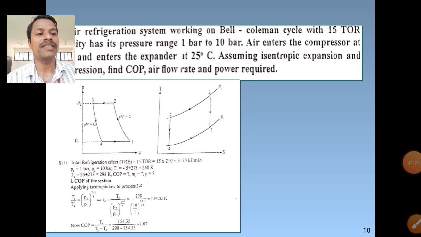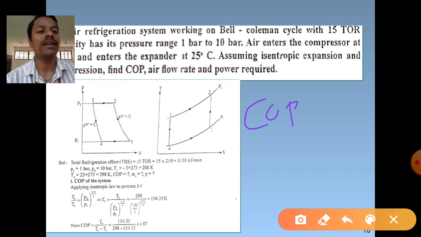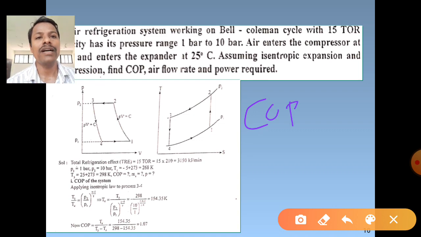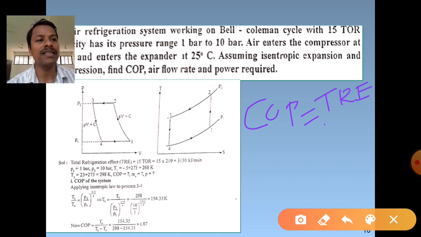Now we need to calculate the power required. So whenever total refrigeration effect is given, we need to remember that we can define COP as total refrigeration effect divided by work input. Total refrigeration effect can be written in kilowatt. And work input in the form of kilowatt is nothing but the input power to the compressor.